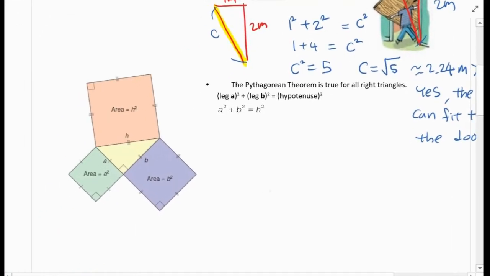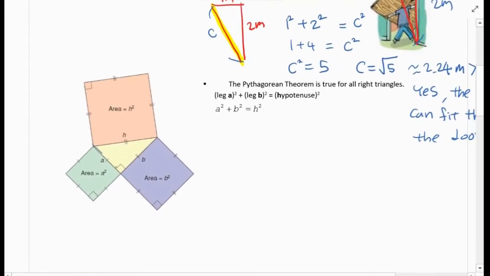Alright, so what you have to remember is always a squared plus b squared is c squared, the hypotenuse squared. And remember, the hypotenuse should be isolated. Okay?